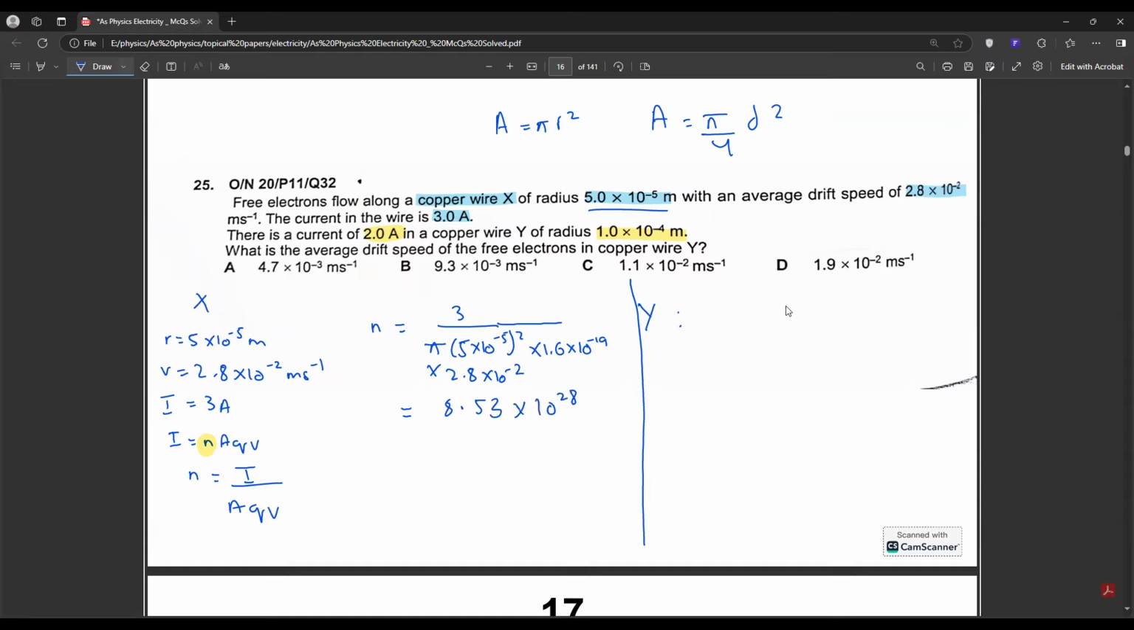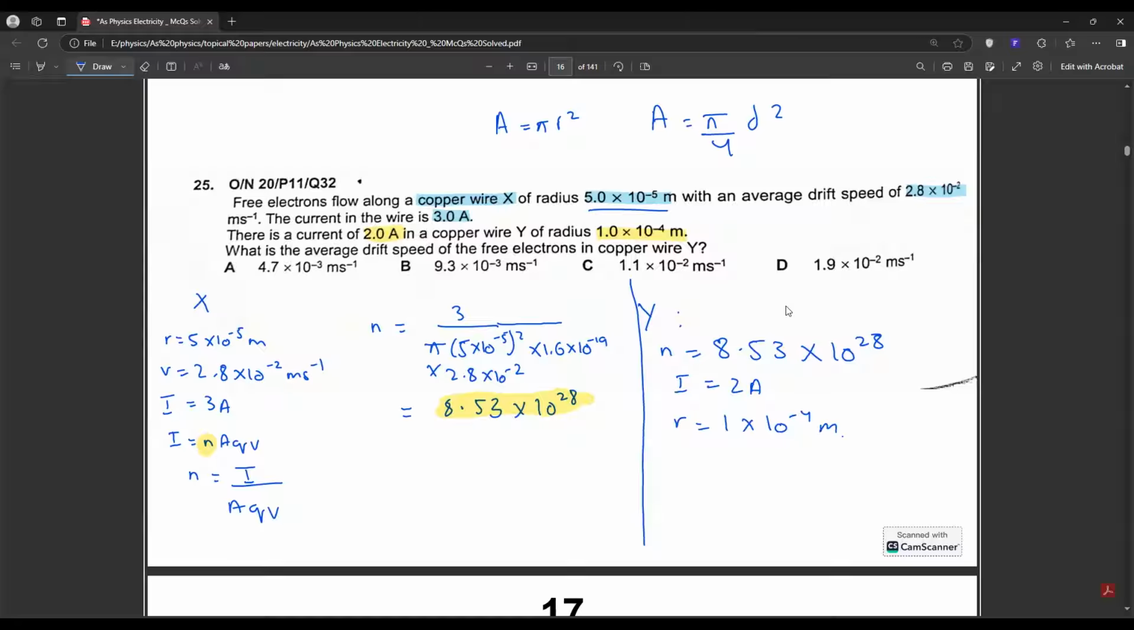Now please remember, if the material of the wire is the same, can you see wire X is also made of copper, wire Y is also made of copper. So the number of free electrons in both will also remain the same. Y will also have how many electrons? 8.53 into 10 raised to the power of 28. Your current is what? 2 ampere. Your radius is what? 1 into 10 raised to the power of minus 4 meters.